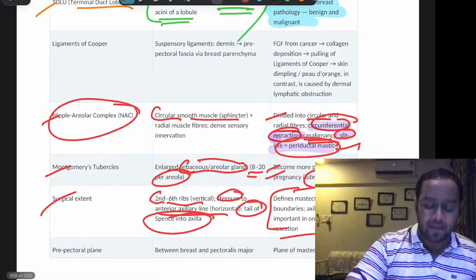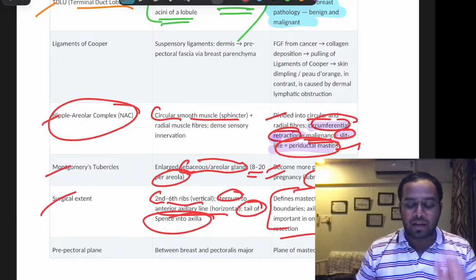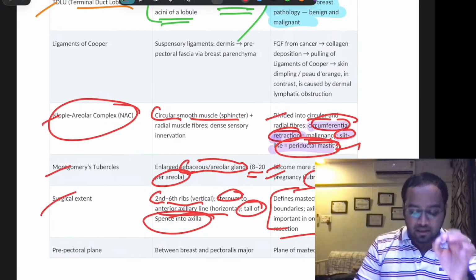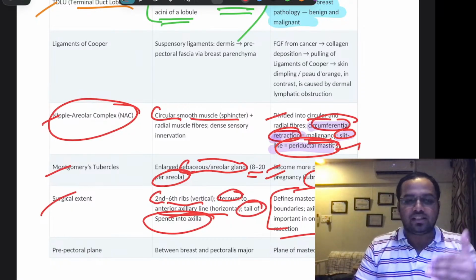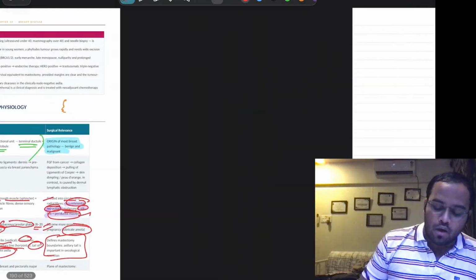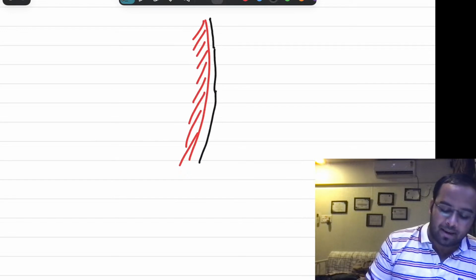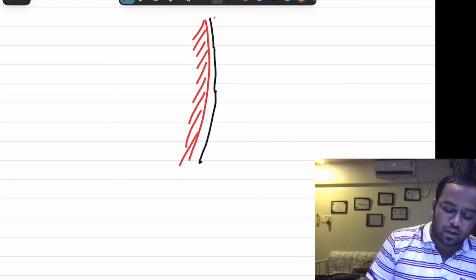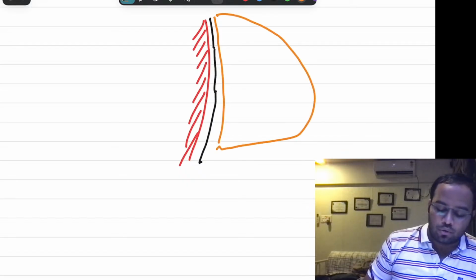So there is an important plane. What is a prepectoral plane? The prepectoral plane is the plane between the pectoralis muscle, the pectoralis fascia, and the breast. So let's draw a small diagram so that you will get to know what I am trying to say. This is going to be our pectoralis major muscle. Over that there is going to be a prepectoral fascia, and over that there is going to be the breast tissue. So this is the breast tissue which contains the fat.